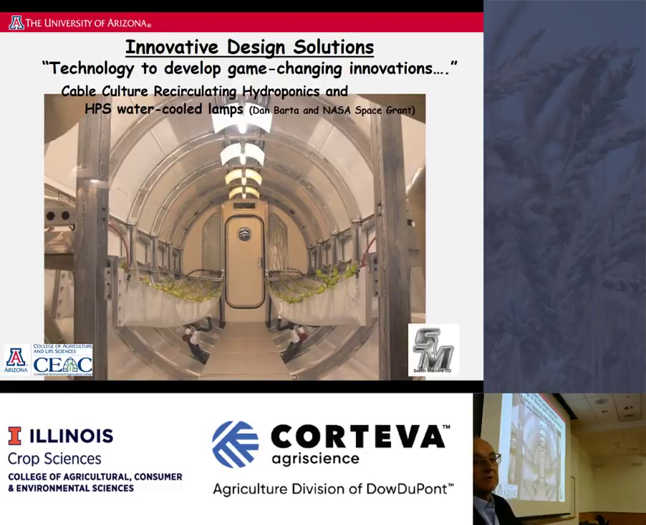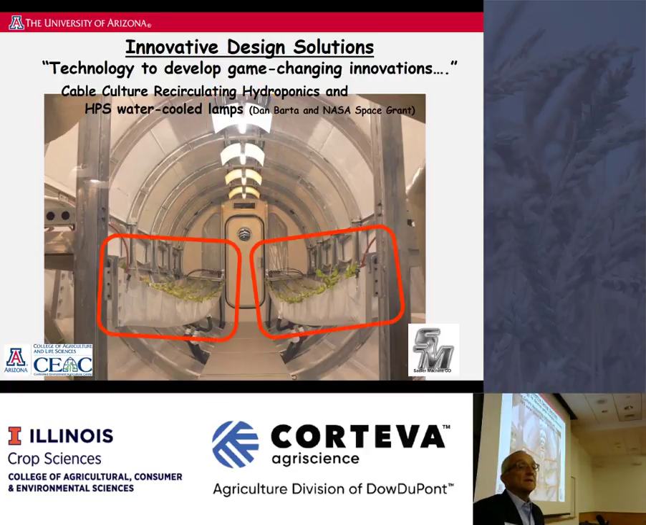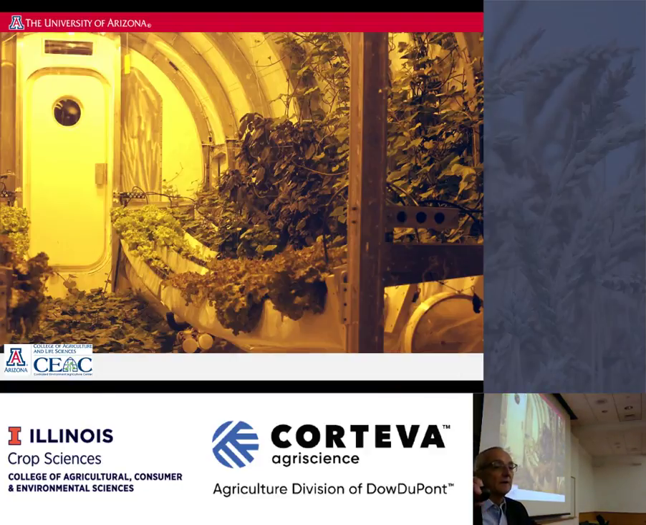So a couple of things that were designed were the water-cooled lamps, shown here, and what's called the cable culture recirculating hydroponic system. This is the nutrient film technique that's supposed to be horizontal, turned vertical, so it could be hung on a cable. And why do we want to do that? Because it's the lightest weight. The material is made out of thin film plastic, the lightest weight trough possible. It's a collapsible trough. It could potentially be seeded in advance, and then it could be expanded out and take off. So there was this preliminary work done, and there we are.